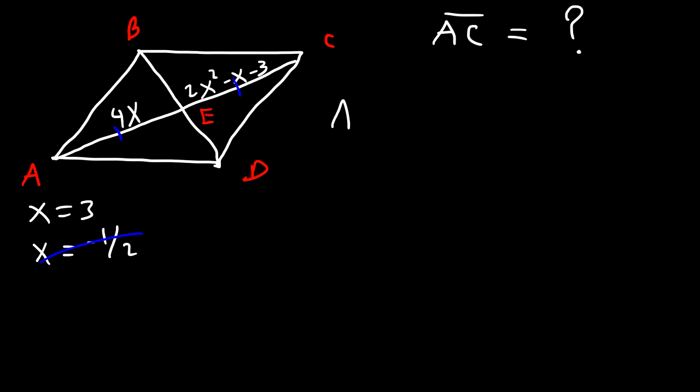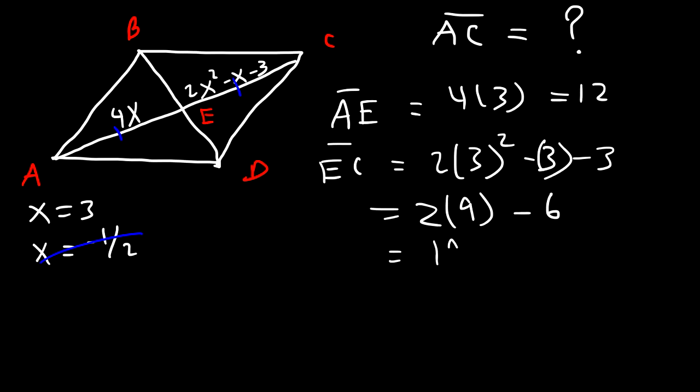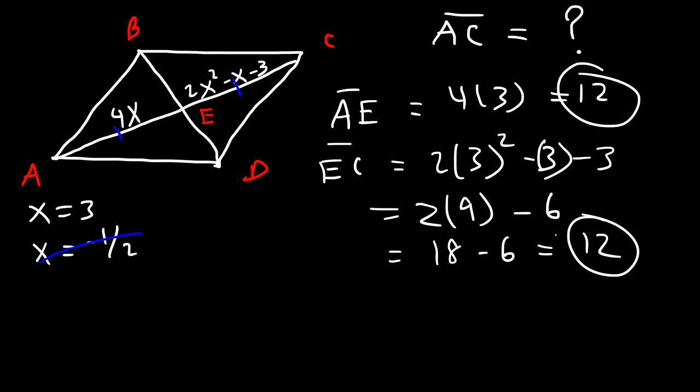Now, AE is 4x. So it's 4 times 3, that's 12. EC is 2x squared minus x minus 3, or 2 times 3 squared minus 3 minus 3. 3 squared is 9, and negative 3 minus 3 is negative 6. 2 times 9 is 18. 18 minus 6 is 12. So we can see that these two are indeed the same.